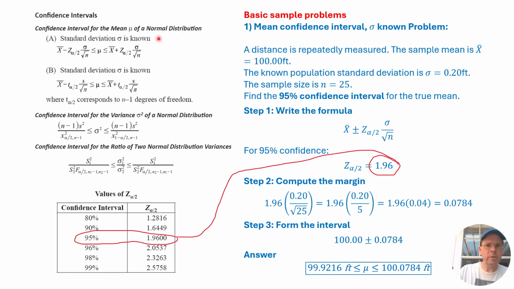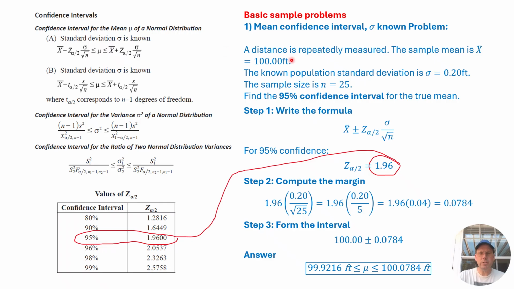We have these confidence intervals in the statistics section, and these basic problems. I'm going to go ahead and do one mean confidence interval problem where the standard deviation is known. So I'll stick with this first equation here.